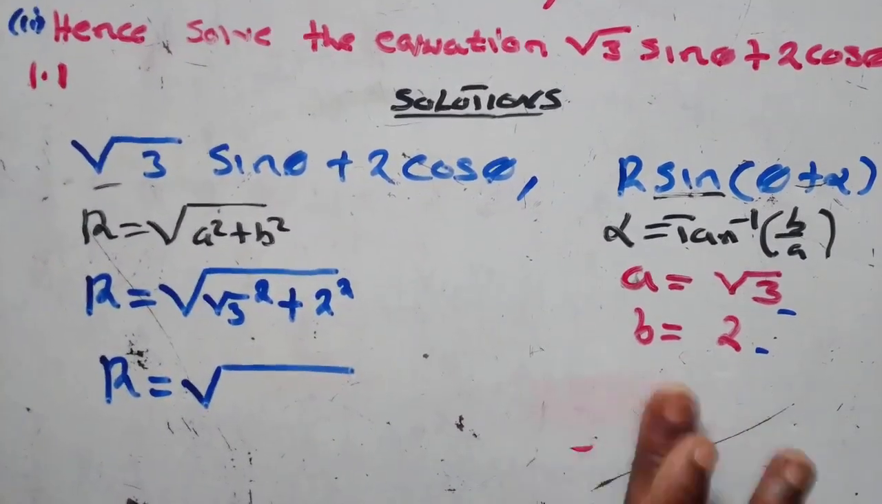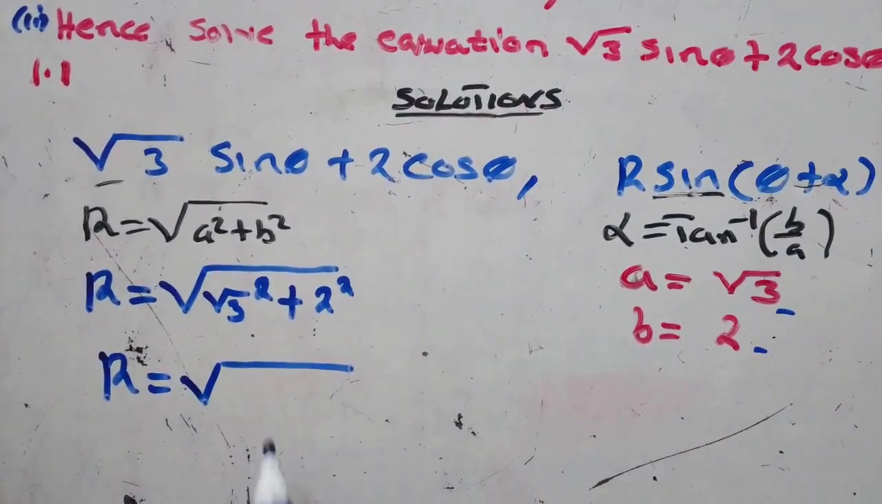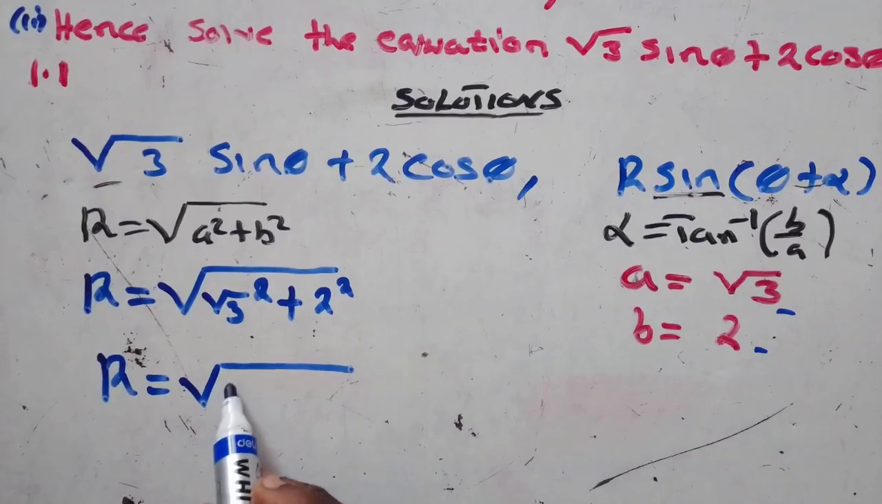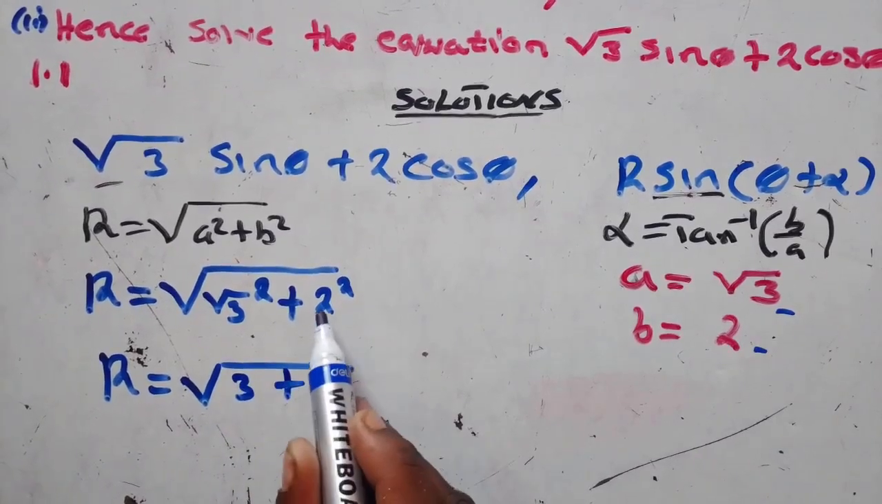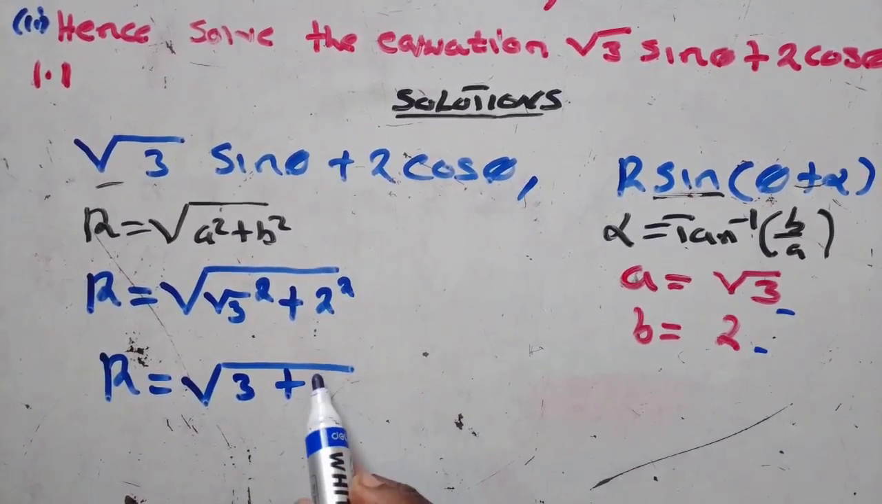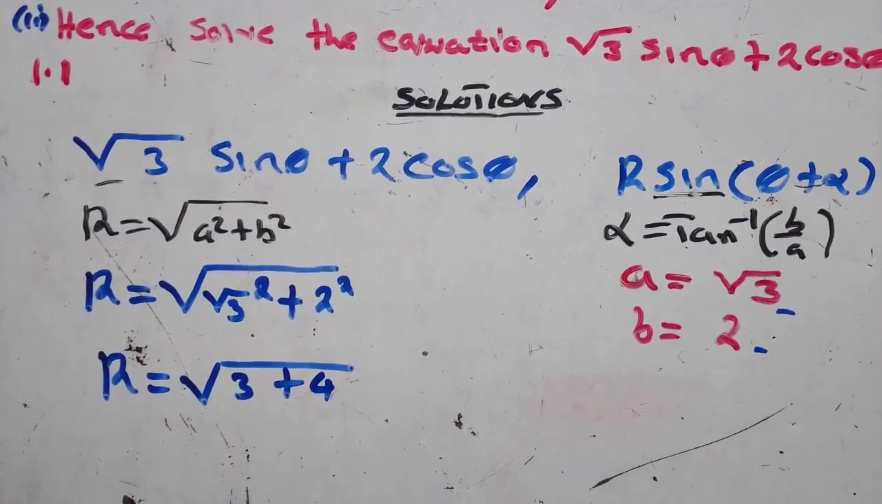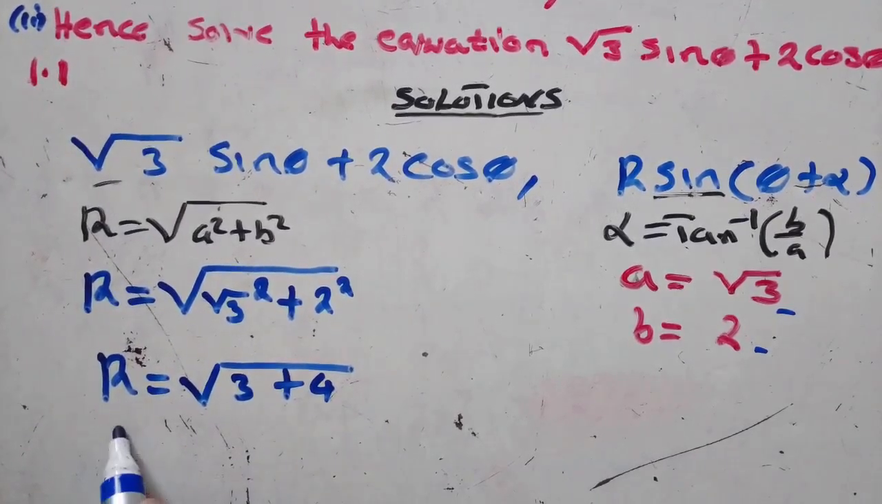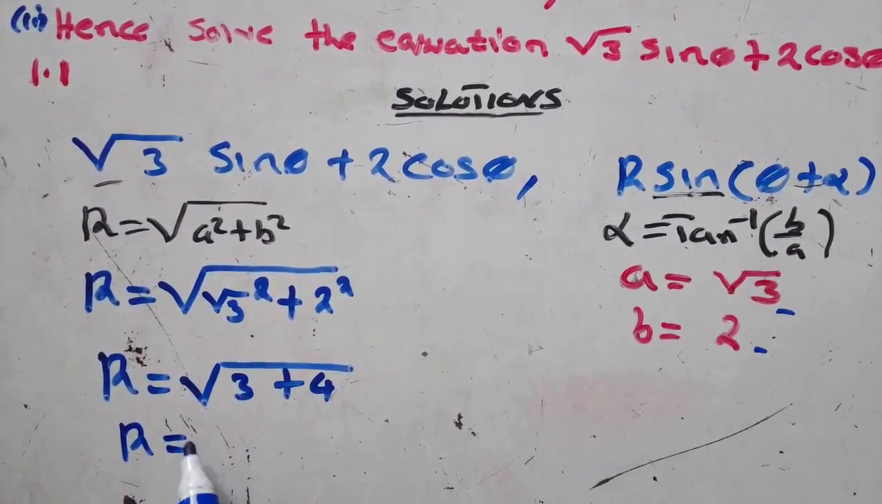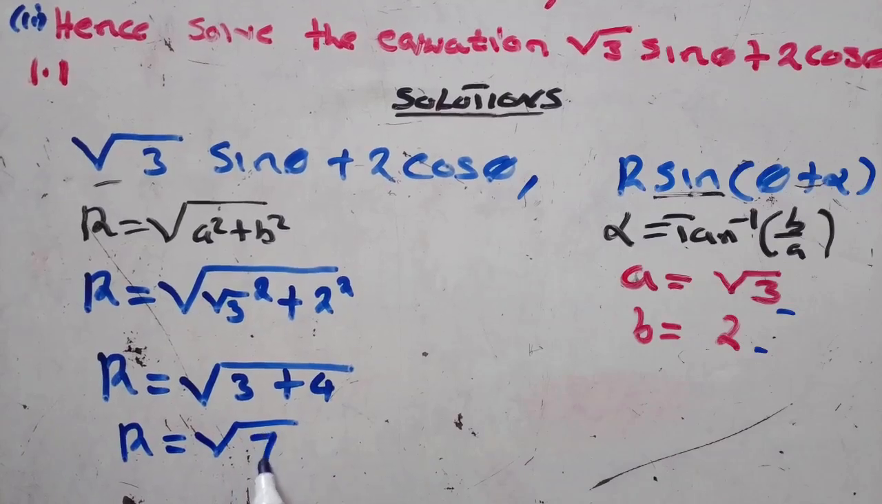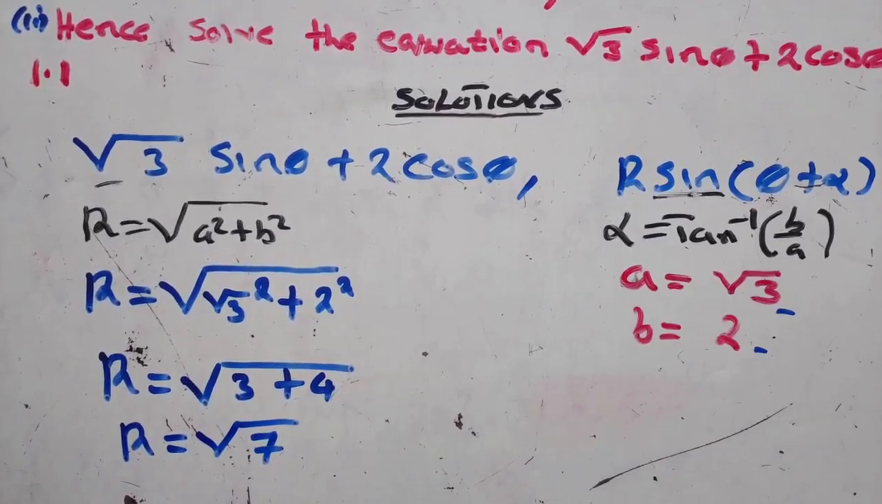So here we have said that root of 3 squared gives you 3, plus 2 squared, which is 2 multiplied by 2, giving you 4. So here you just add, and we're going to have R squared equal to 7, so R is equal to the root of 7.